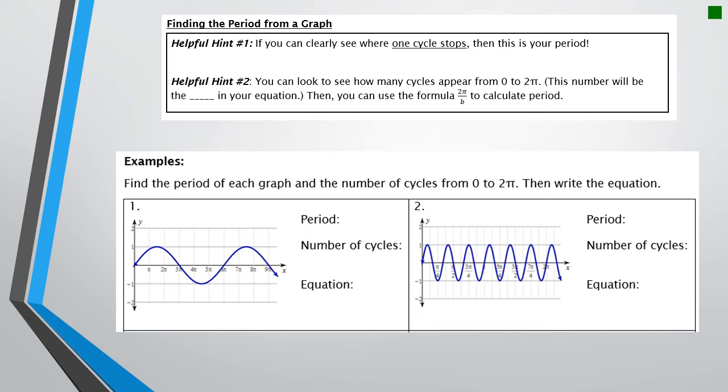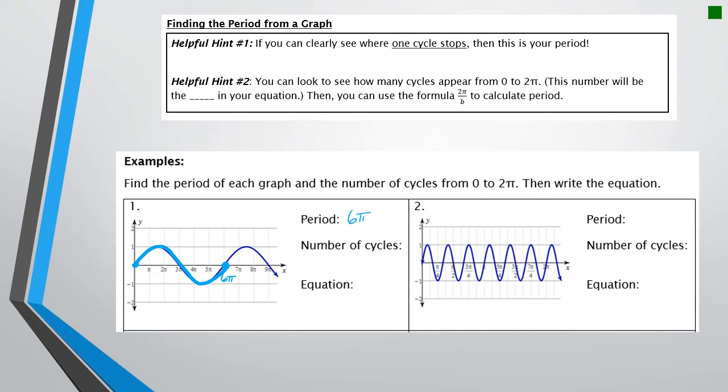So the first helpful hint is that if you can clearly see where one cycle stops, then that number where it stops is the period of the graph. So take a look at number 1. If I start at 0, 0, which we always will, and I go to a hill, valley, and stop, this point right here, I can see that that is one full cycle. And I actually kind of wrote over it, so you can't see it very well. But right here is actually 6 pi. So what this tells me is that the period of this graph is 6 pi.